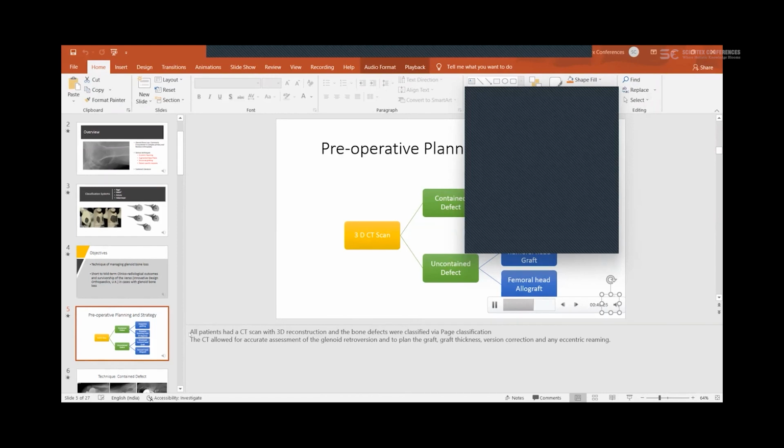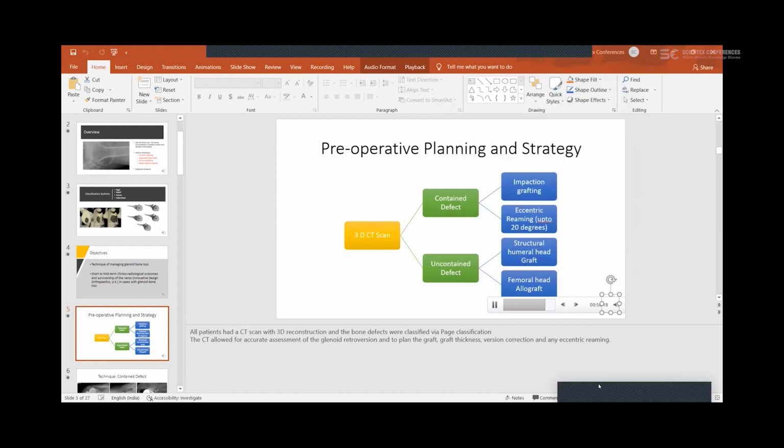So if you look at our chart here, patients received a 3D CT scan. This was reviewed, and they were either found to have a contained defect, whereby they underwent their impaction grafting or eccentric reaming up to about 20 degrees, or alternatively they were found to have an uncontained defect, and then subsequently would undergo either allograft femoral head grafting or structural humeral head graft.